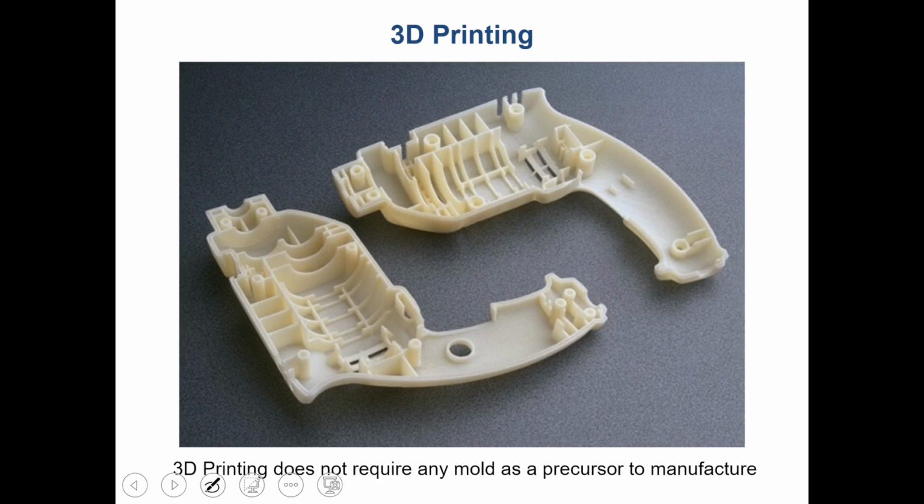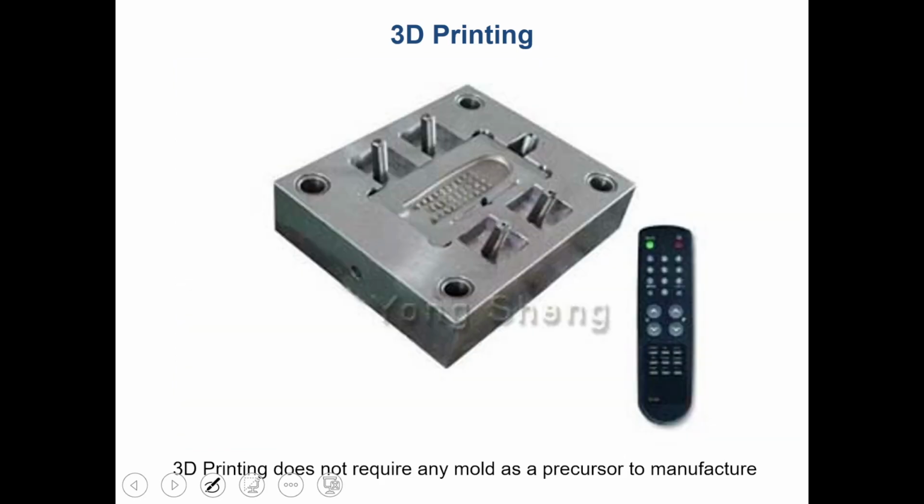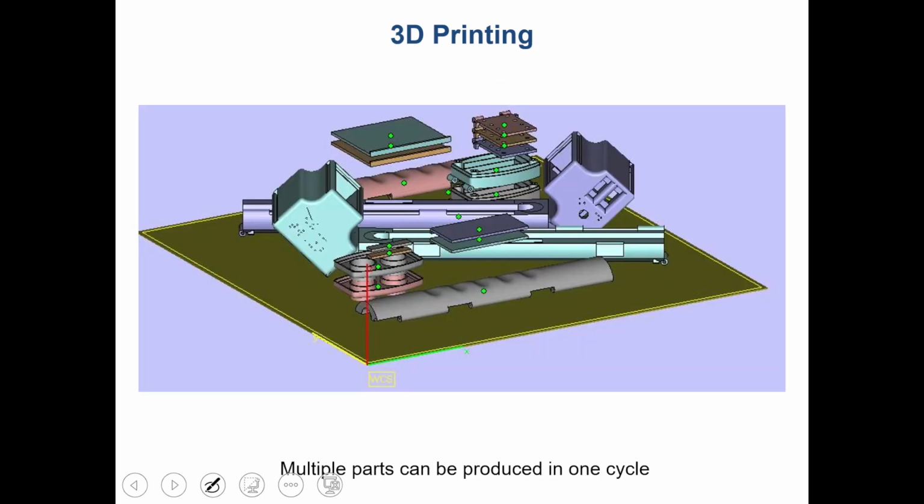So these are guns. I think these are guns and toy designs that are used in 3D printing. So 3D printing does not require any mold as a precursor to manufacture. These are remote designs manufactured through 3D printers. This remote. Multiple parts can be produced in one cycle in 3D printing.